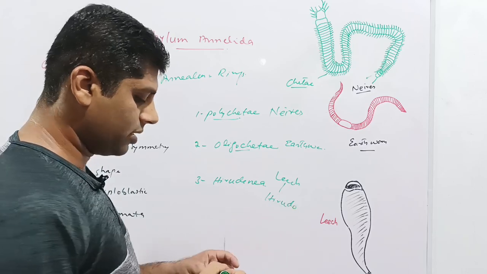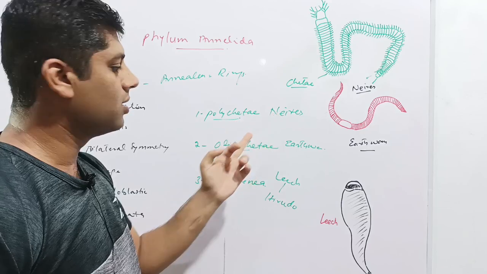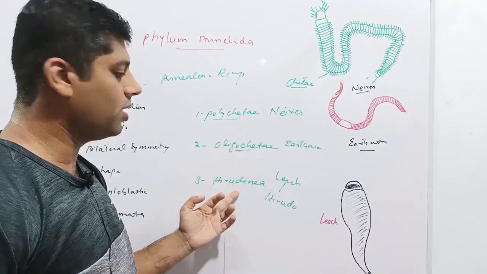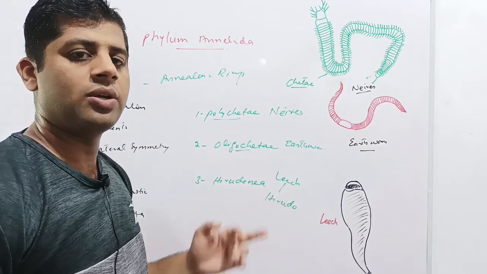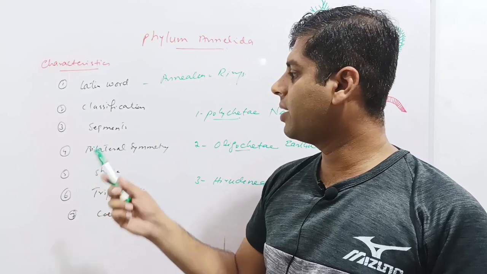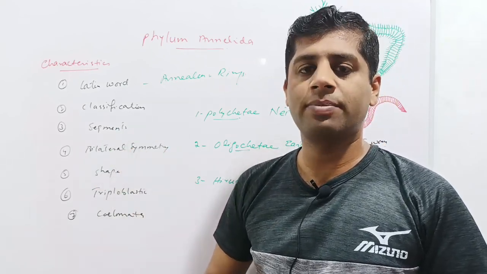So these were the three classes of phylum Annelida. The Polychaeta having many feet like Nereis, the Oligochaeta having few feet like Earthworm, and the Hirudinea comprising the Leech or Hirudo. So the phylum is divided into different segments and body parts. These are called segmented bodies, or we can also refer to these as metamerically segmented animals.